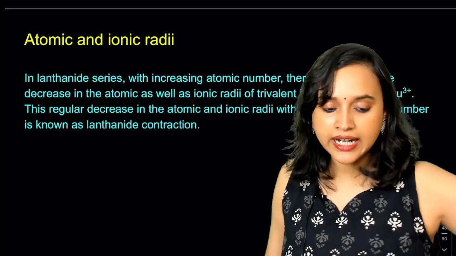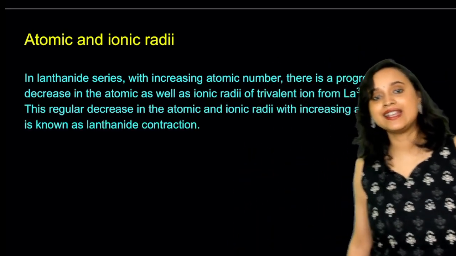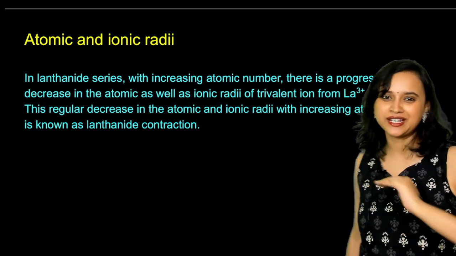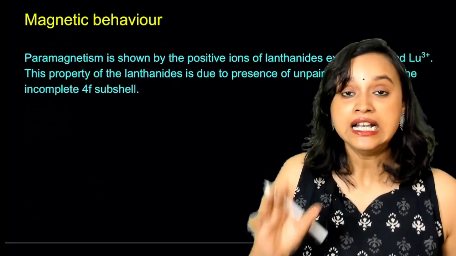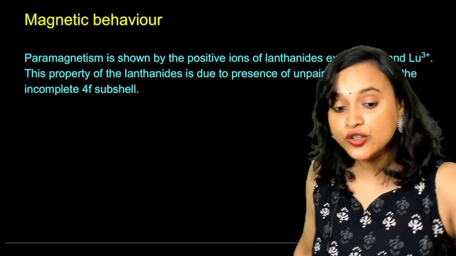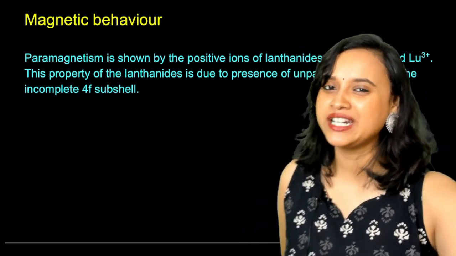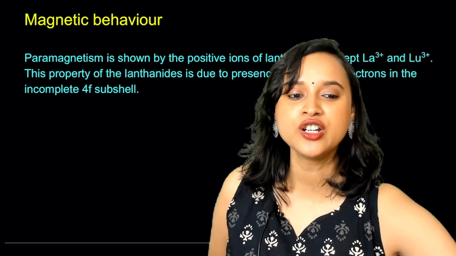Okay. Now, talking about atomic and ionic radii, we all know that there is a steady decrease in their atomic and ionic radii, which is because of lanthanoid contraction. Now, for their magnetic behavior, you don't calculate their magnetic moment as just mu equal to root of n multiplied with n plus 2. No, you cannot do that.